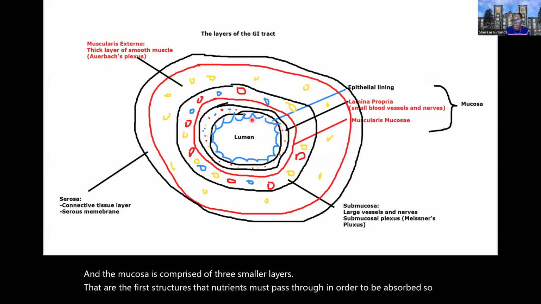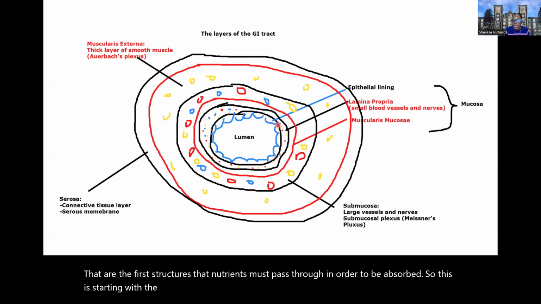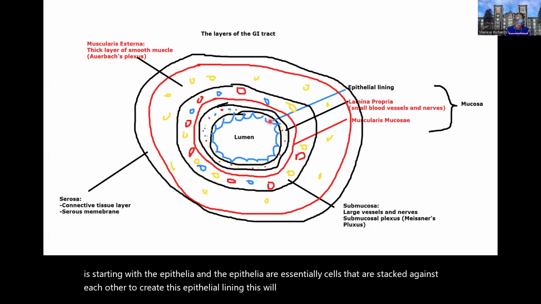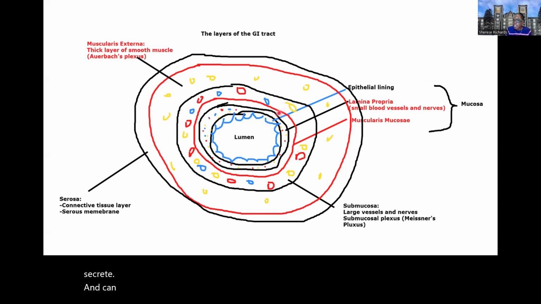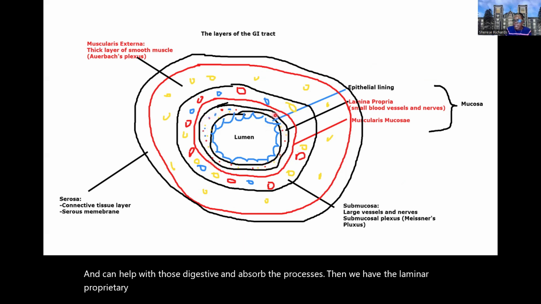So this is starting with the epithelia. The epithelia are essentially cells that are stacked against each other to create this epithelial lining. This will differ in different parts of the tract, but for the most part, it's columnar cells. Columnar cells that are tall, have the ability to absorb and secrete, and can help with those digestive and absorptive processes. Then we have the lamina propria, and lamina propria is the underlying connective tissue.